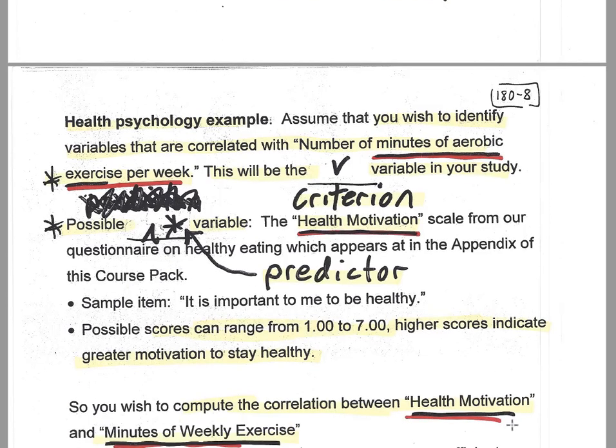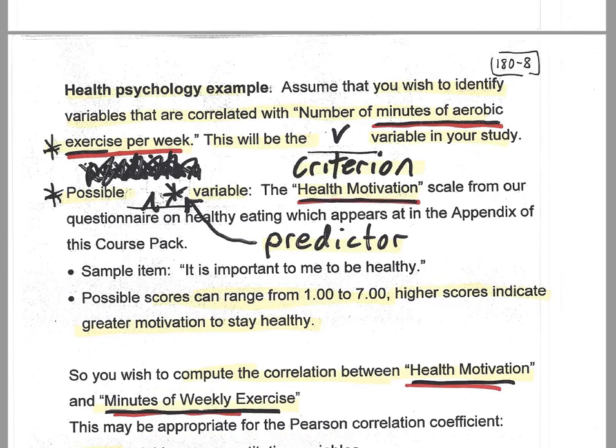So this is going to be the pair of variables that's going to be the focus of most of my examples in this module. We're going to look at the relationship between health motivation and minutes of weekly exercise. Is it true that health motivation is correlated with minutes of weekly exercise? Is it true that people who score higher on health motivation will actually engage in more minutes of weekly exercise?